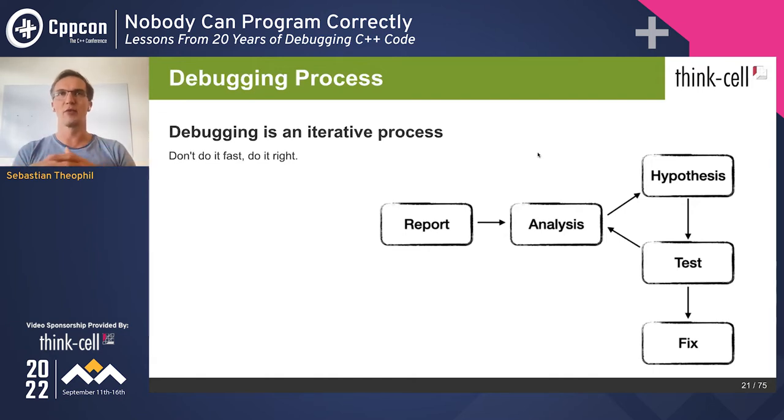You test it in your code base. You maybe try to implement a fix, see if that fixes the problem. And you're probably wrong on the first try. And you have to take several iterations until you find the actual best fix for the problem you're seeing. And it's important to do that right and not to do it as fast as possible, because you really want to find the best possible fix and not just cover up some issue until it pops up again.